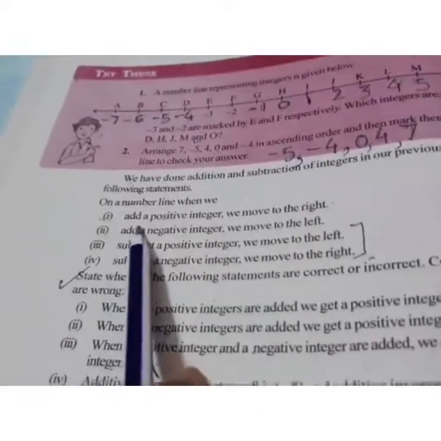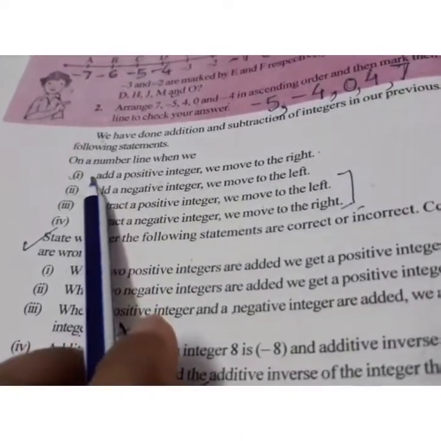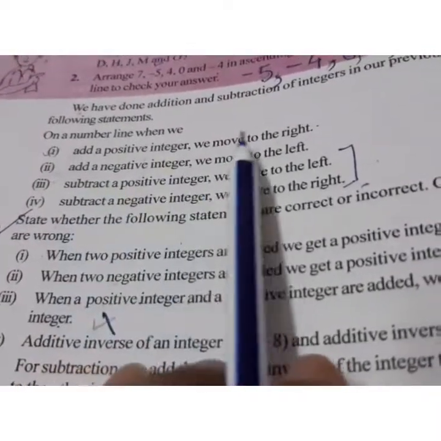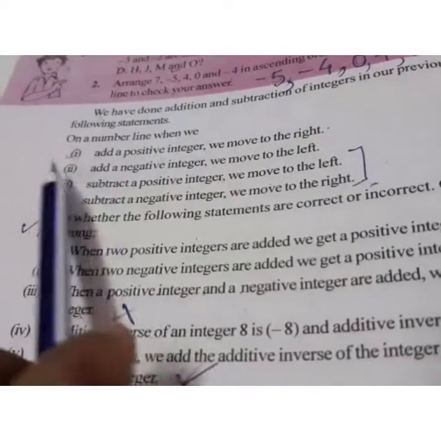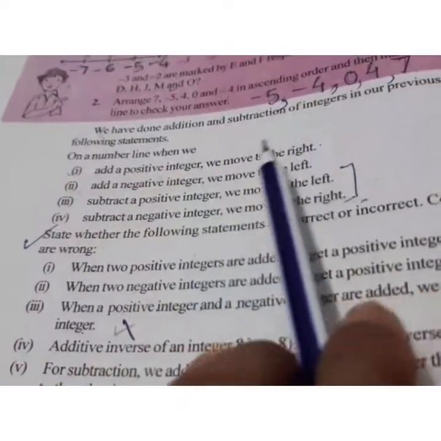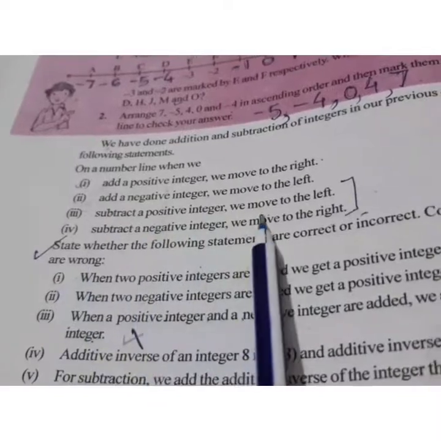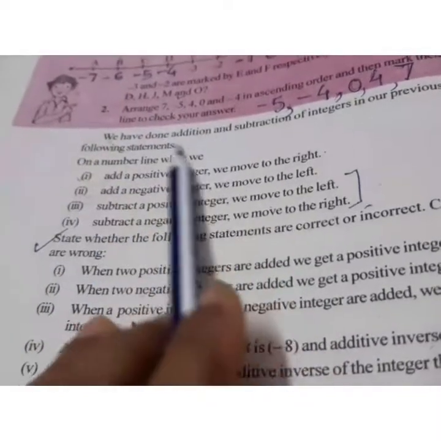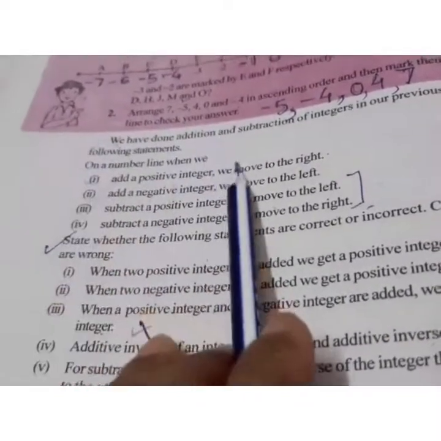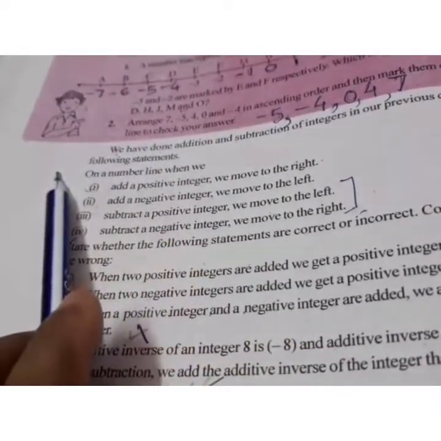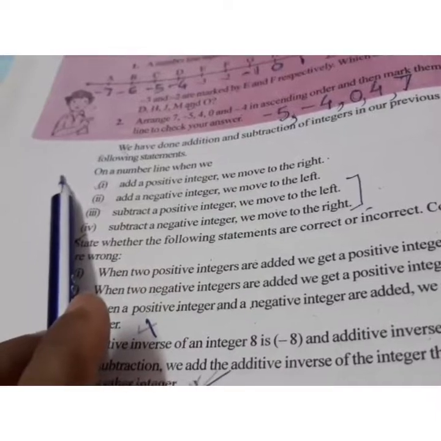Now here what is explained is that on our number line, when we add a positive integer, we move to the right side. Means when we are adding two positive integers, we move from this side to this side, and when we add two negative integers, we move towards the left. जैसे -6 और -4, तो यहाँ से हम पहले 0 से -6 मूव करेंगे और -6 से हम -4 को मूव करेंगे. That means the answer is -10.